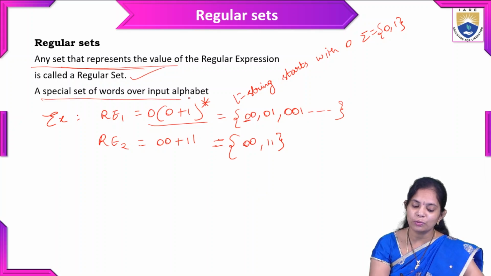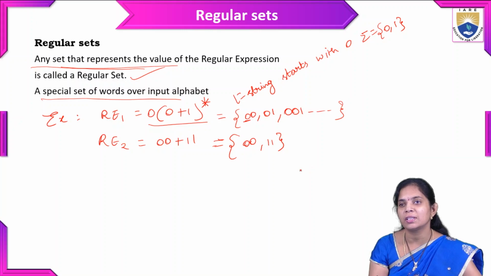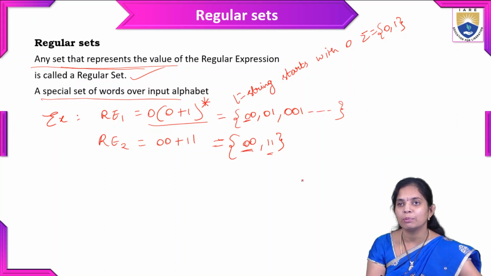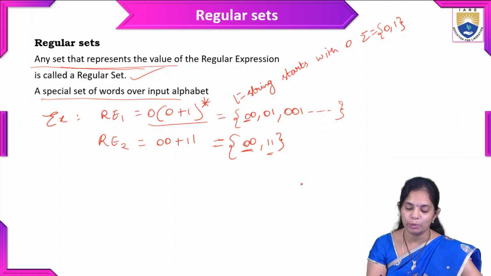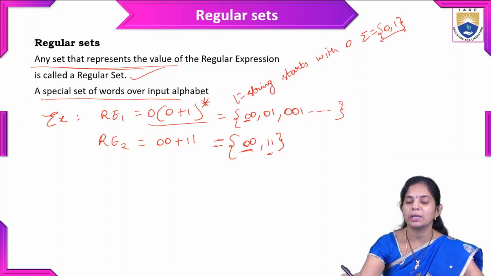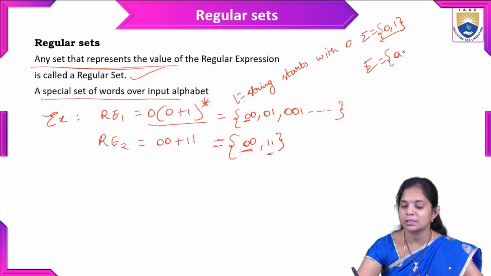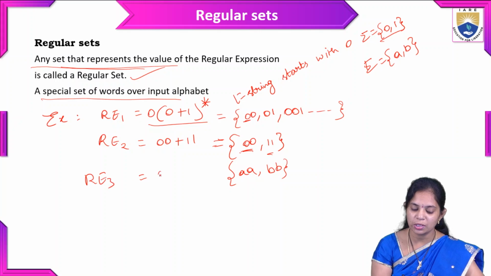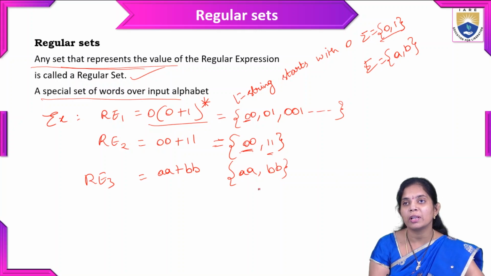A regular set is a special set of words over the input alphabet. What are the input alphabets? Now we are taking only 0 comma 1, and if you take sigma equal to a comma b, these strings or words are in the form of a or b. So here we will take one more regular expression, a(a+b). So these are all about the regular set.